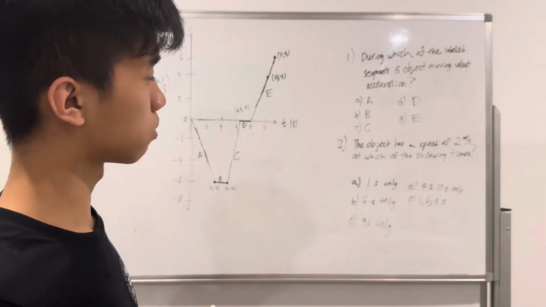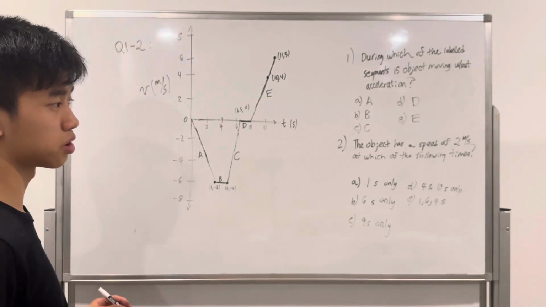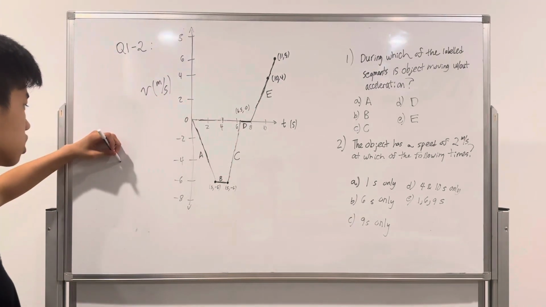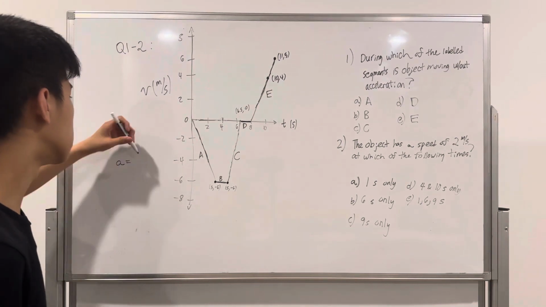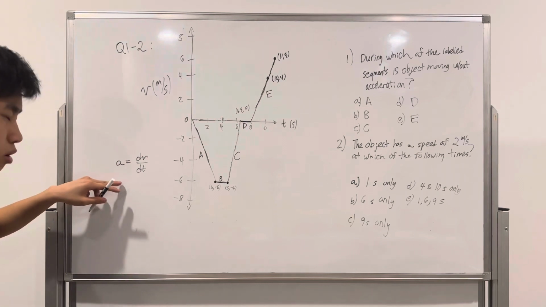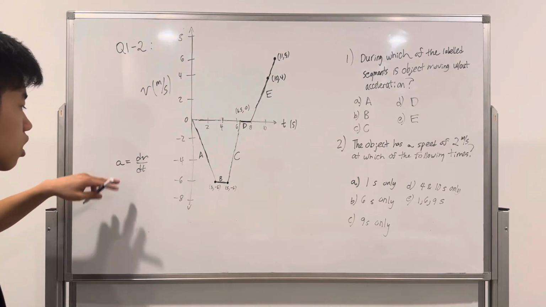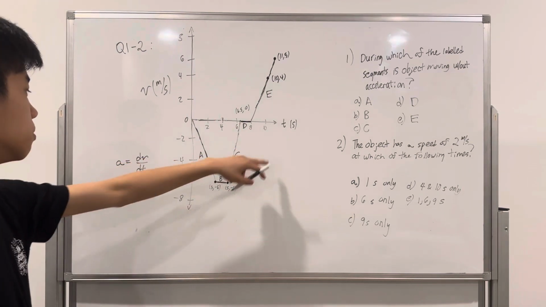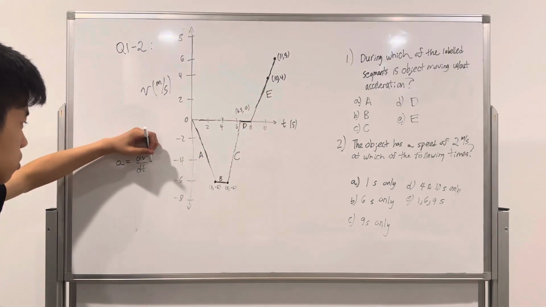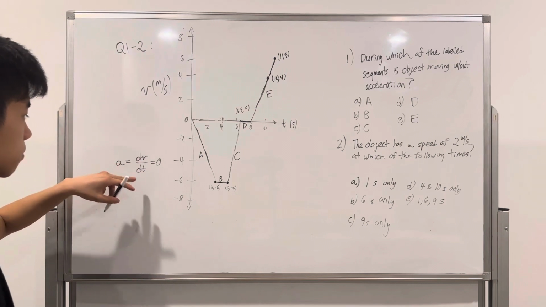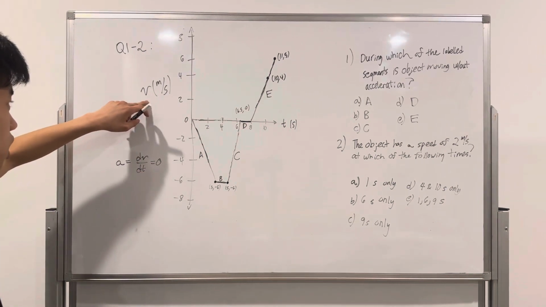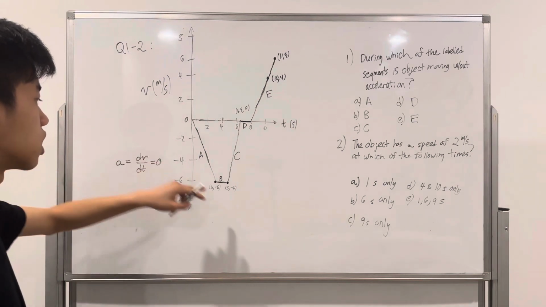During which of the labeled segments is the object moving without acceleration? Since this is a review, you will certainly know what acceleration is. Acceleration is the derivative of velocity with respect to time. So when there's no acceleration, this is equal to 0. That implies that the derivative of velocity with respect to time is 0, meaning that it must be flat.